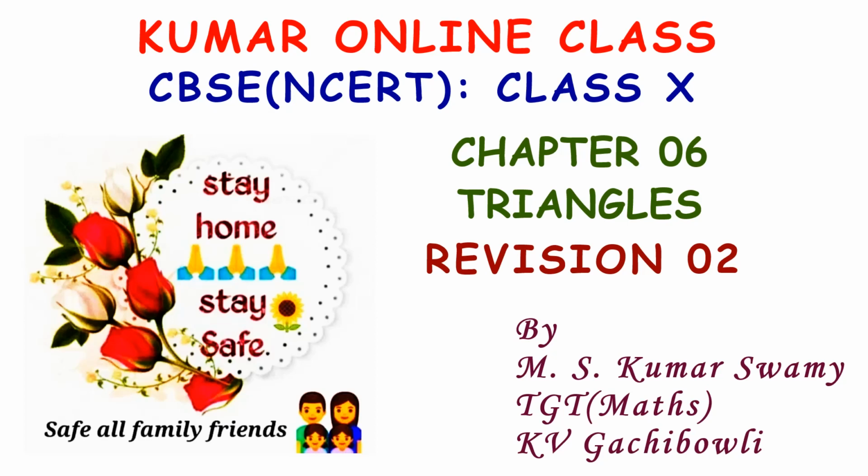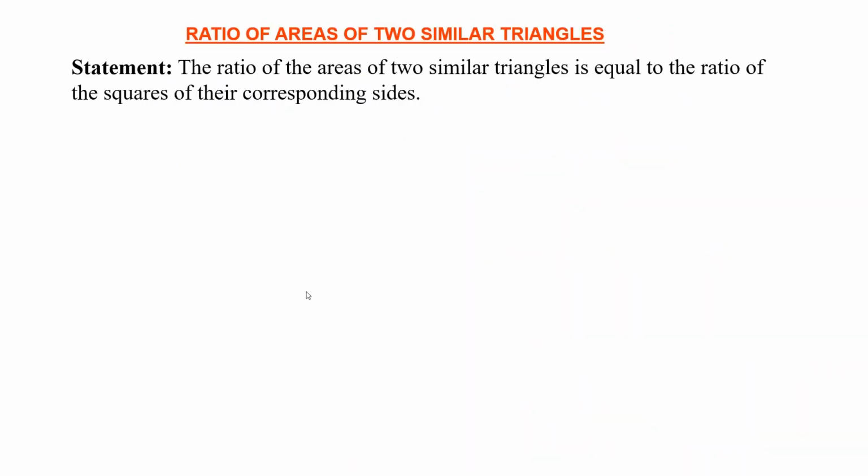So let us start the session. Today we are going to start revision number 2 of chapter number 6, triangles. So let us start with the theorem. This is theorem 6.6, ratio of areas of two similar triangles.